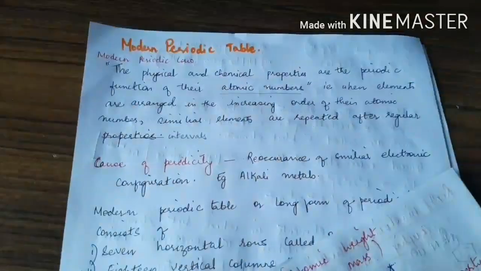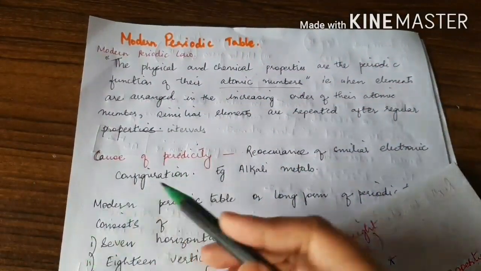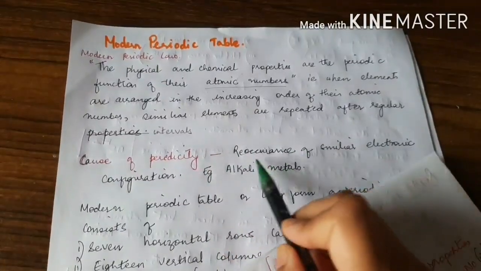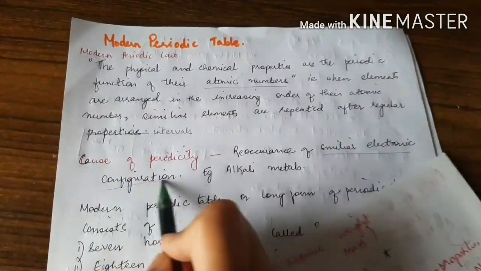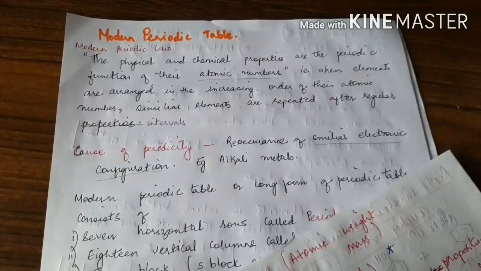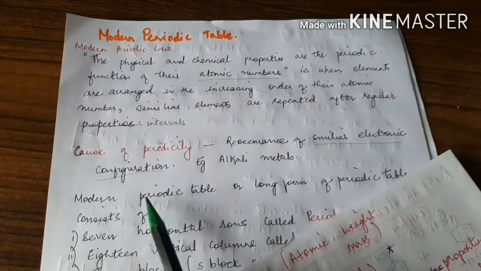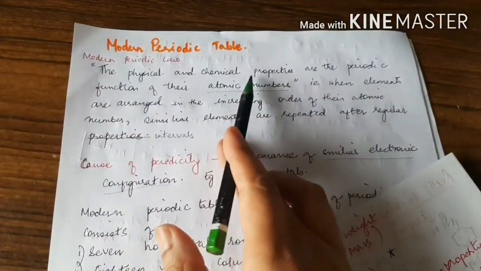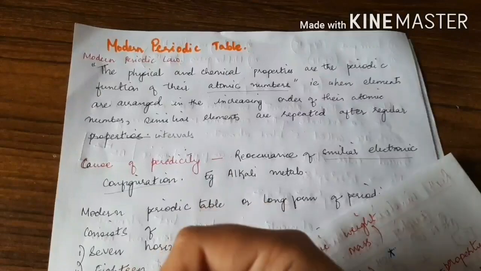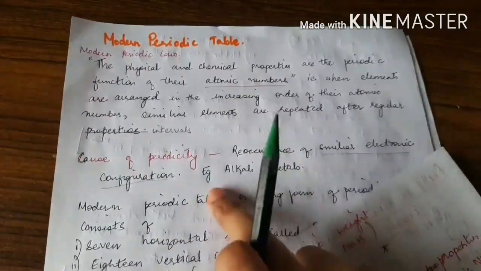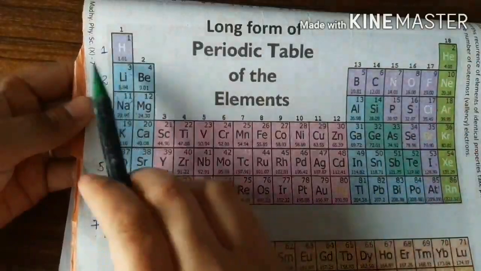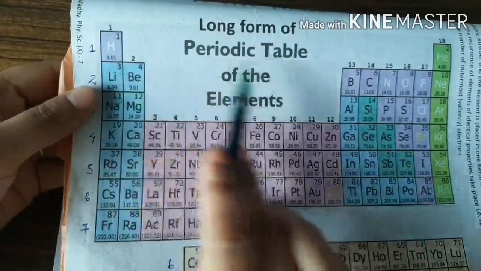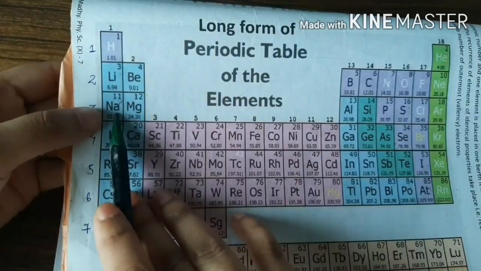The reason for this periodicity, that is the reoccurrence of similar chemical and physical properties, is the reoccurrence of similar electronic configuration. Because the same type of electronic configuration will reoccur after a certain interval, similar physical and chemical properties will be repeated after regular intervals. Like for example, have a look. We have arranged the elements here in the increasing order of atomic number: 3, 4, 5, 6, 7, 8, then again at 11.